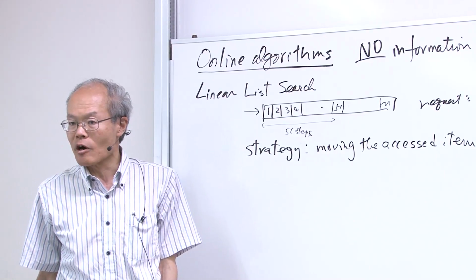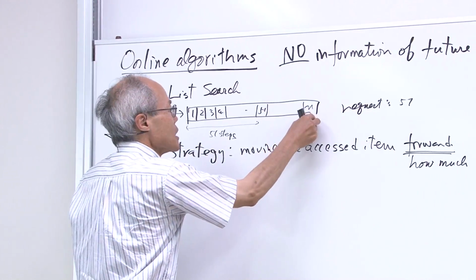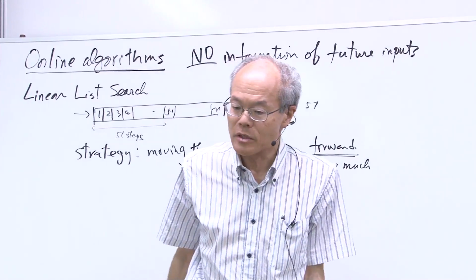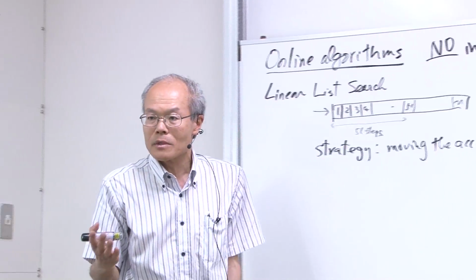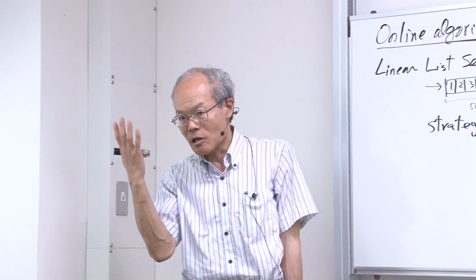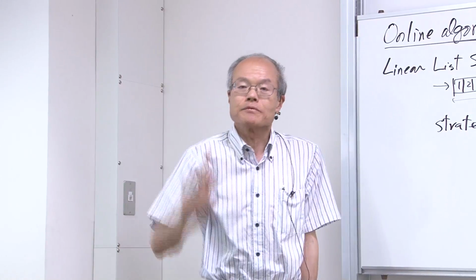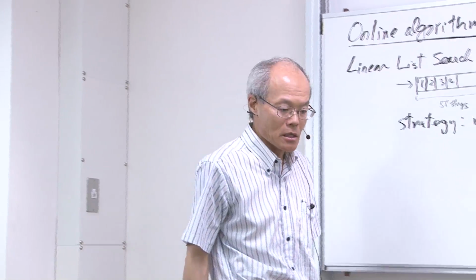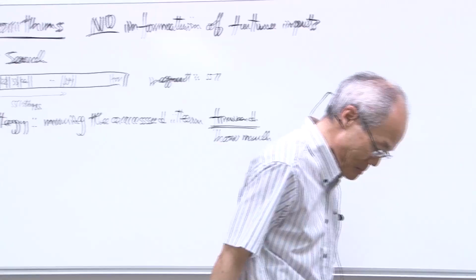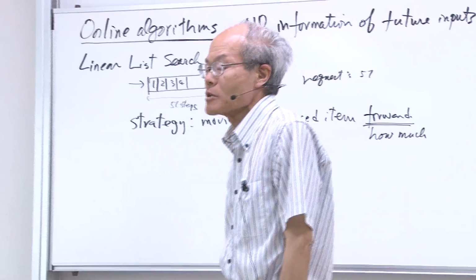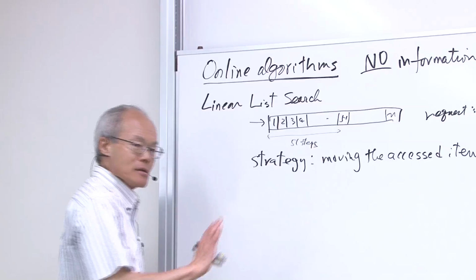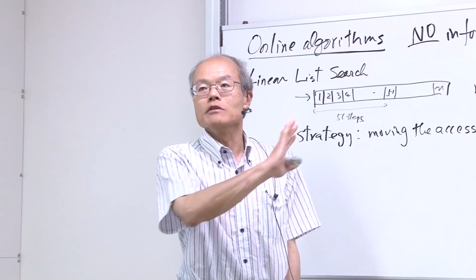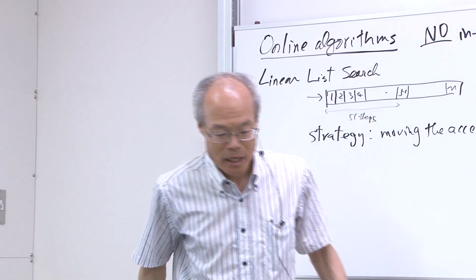But the optimal algorithm, of course, moves this item to the top for the first request. After that, the optimal algorithm doesn't need many steps, just one step for the remaining requests. That's why the competitive ratio becomes bad. The obvious thing is that it is bad not to move the accessed item.